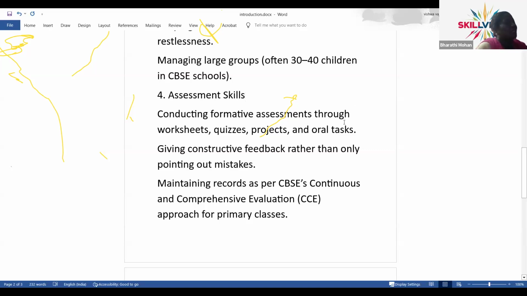Then sometimes you can tell them a story. Maybe you can tell them the beginning, tell them the middle, and if you want to know the end, you need to read the story and come and discuss in the class.